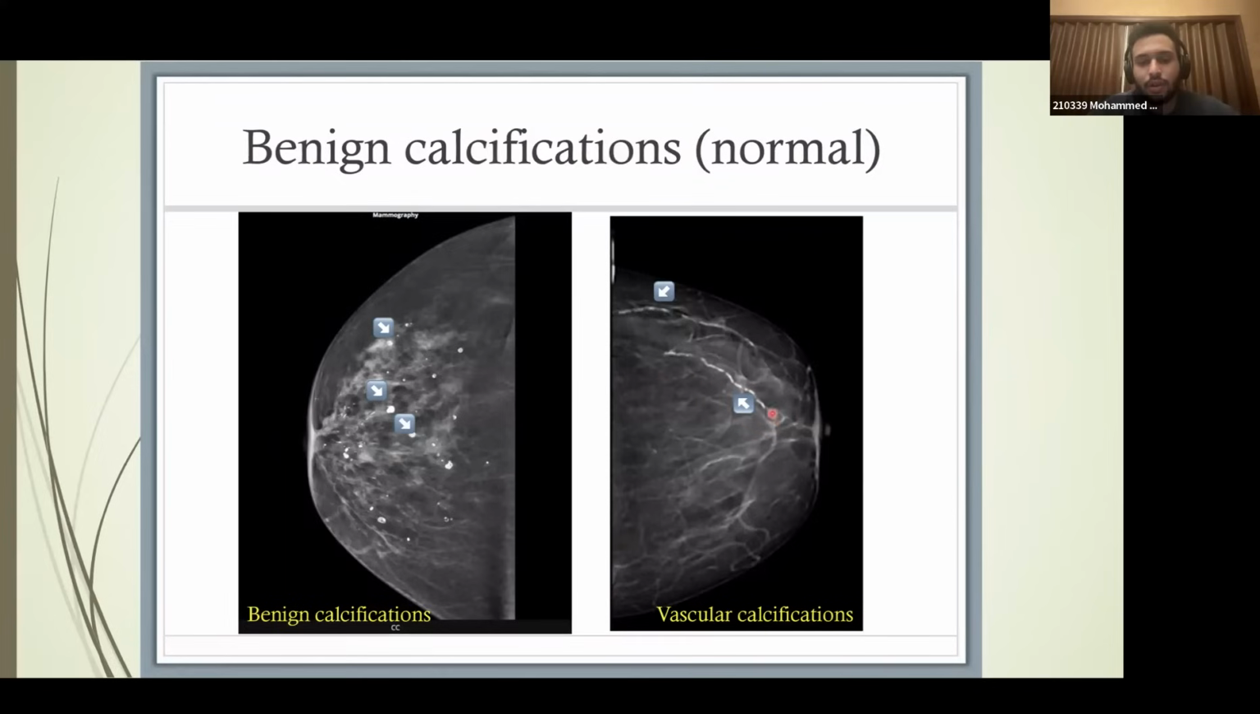This is the second thing, which is called vascular calcification. And this is normal as well in the breast. This might be another pathology somewhere else. This is calcification in the blood vessels, not a pathology of the breast. This is why it's a normal benign calcification in the breast, which is vascular calcification. Recognize these two, please, and just know that it's benign. It's not malignant. It's not a sign of anything dangerous for the breast.